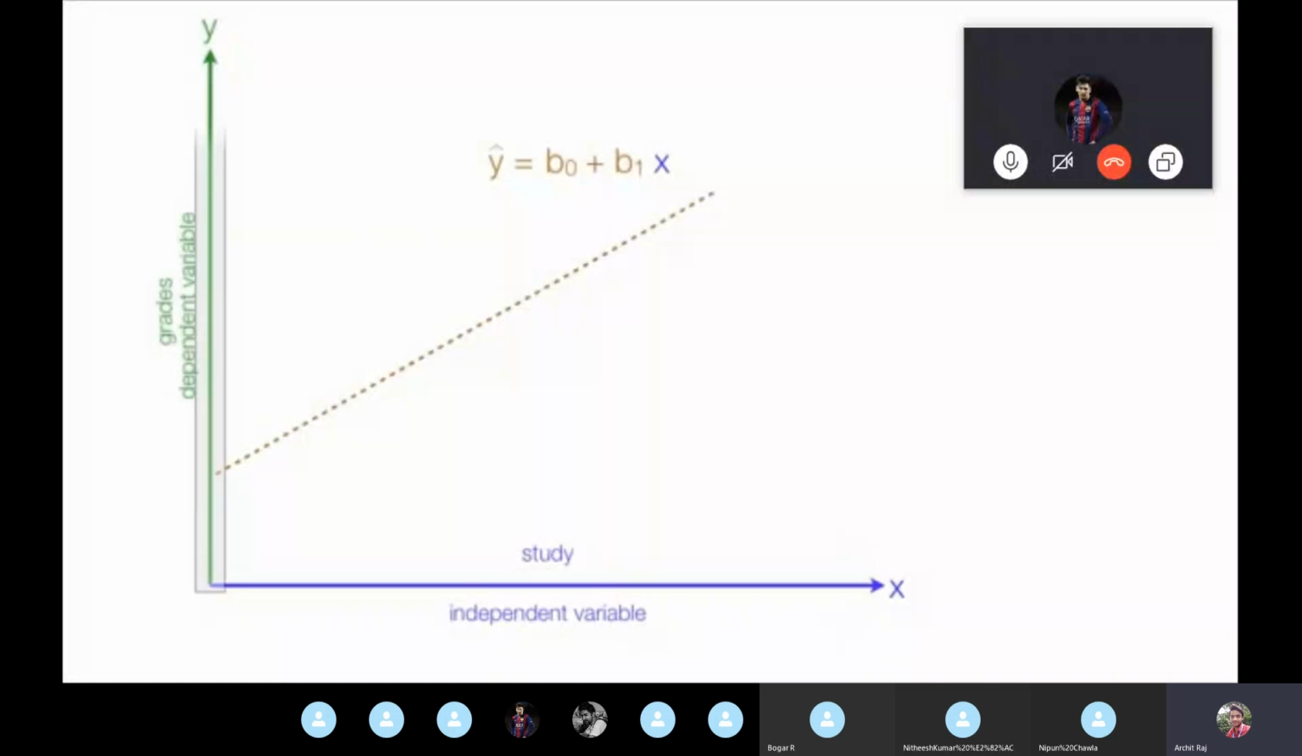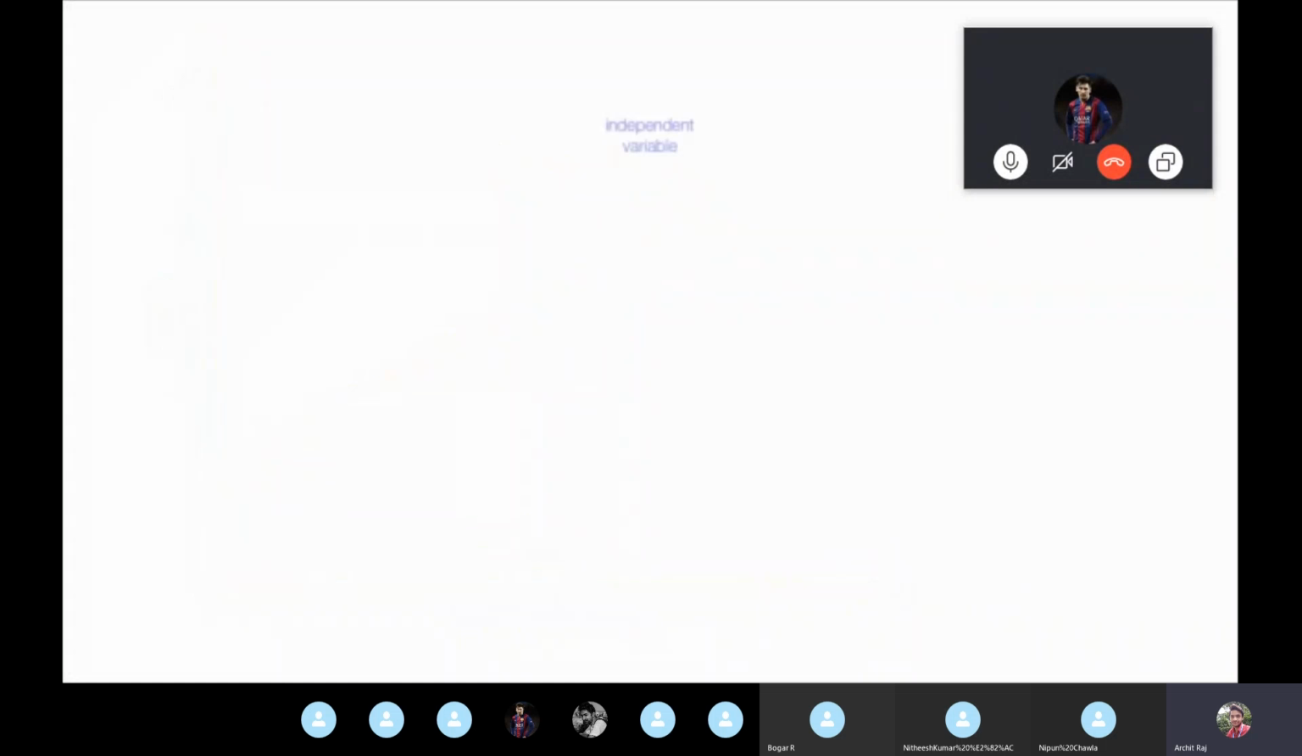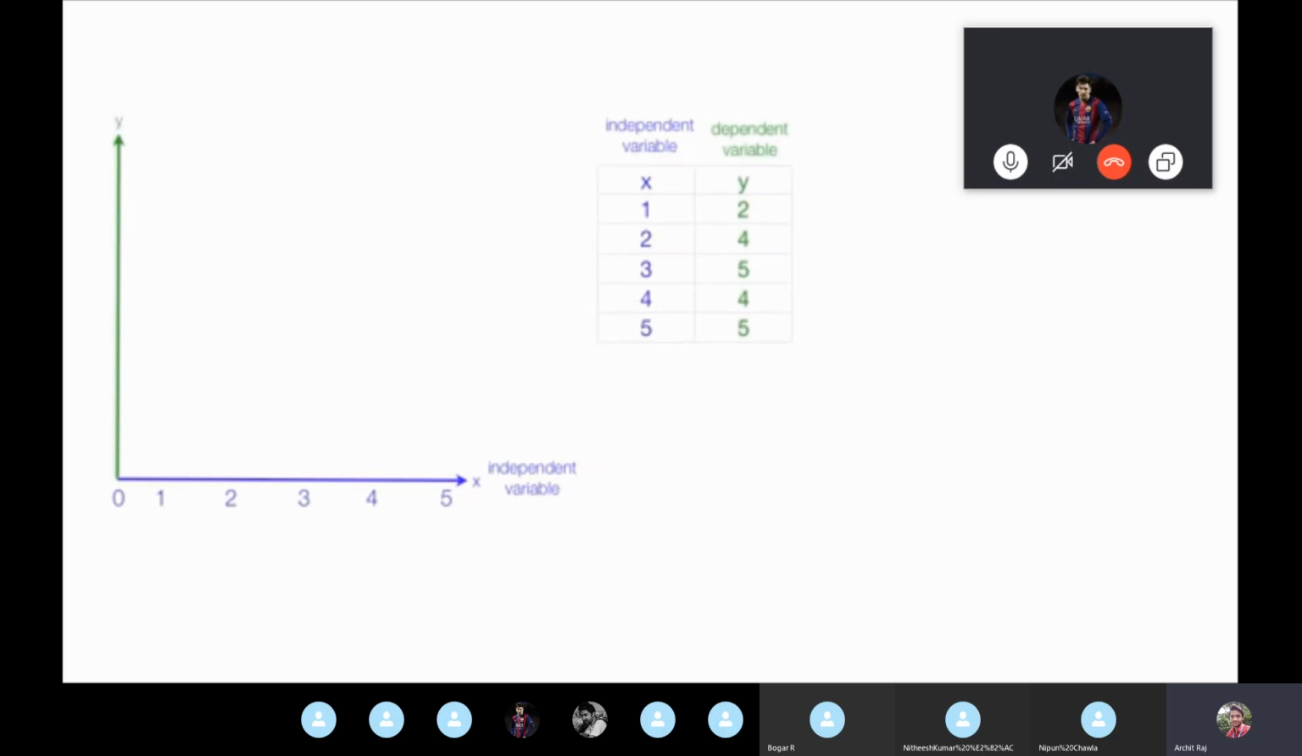Now taking this condition of study and grades, we'll have a training data set. At this time we're going to see only 5 training data points, which is only for explaining purposes. When you're going to train your model, it's going to be like 20,000, 30,000, it can be in lakhs also, it's completely possible. So just imagine we have the independent variables 1, 2, 3, 4, 5. And corresponding to the independent variable x, we'll have the dependent variable 2, 4, 5, 4, 5, random numbers dependent on the variable x.